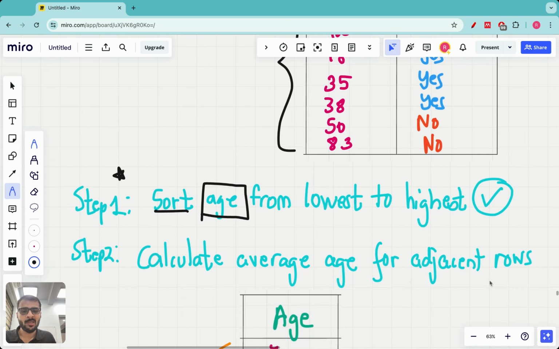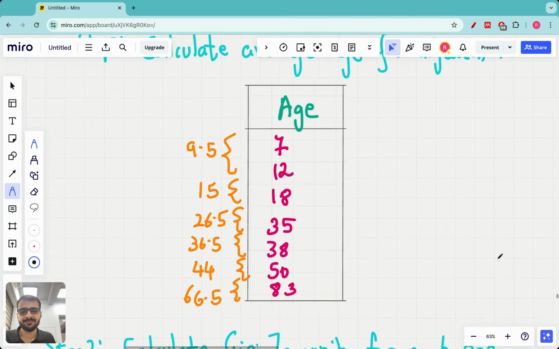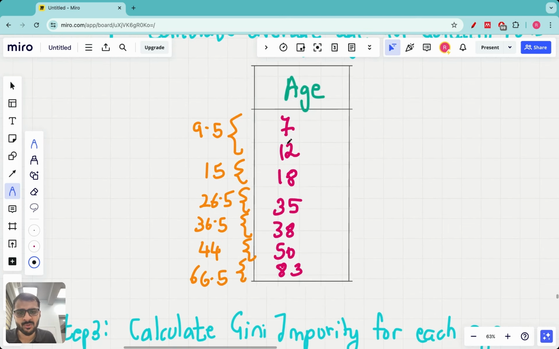The next step is to calculate the average age for adjacent rows. Here I have seven rows: 7, 12, 18, 35, 38, 50, and 83. So I will look at adjacent rows. First 7 and 12, then 12 and 18, then 18 and 35, then 35 and 38, then 38 and 50, and then 50 and 83. I'll find the average of each of these pairs.